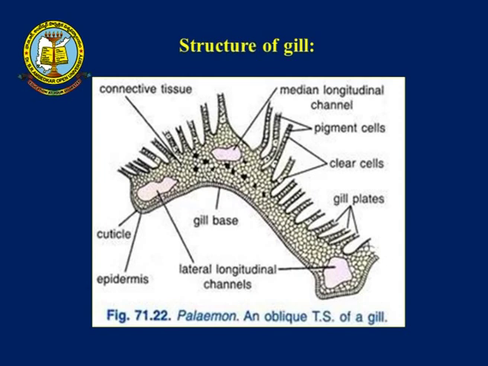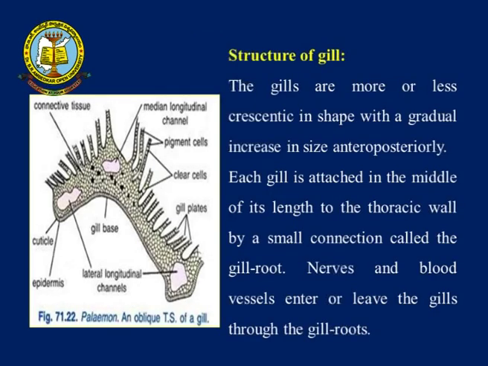And this TS of the gill shows that they have those pigment cells. It is made up of pigment cells, and also they have clear cells alternating with pigment cells, and these are the gill plates that are found. These are more or less crescentic in shape, with a gradual increase in size anteroposteriorly, from the topmost to the posterior one. They gradually increase in size.